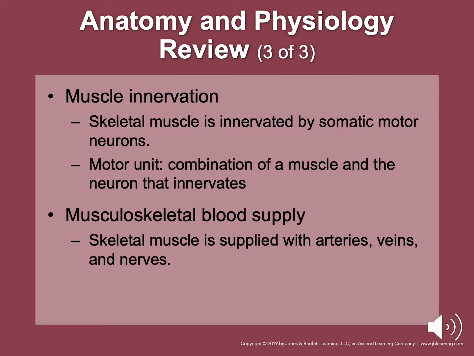Muscle innervation. Skeletal muscle is innervated by somatic motor neurons; the combination of the muscle and the neuron that innervates it constitutes a motor unit. So recruitment is to generate a more forceful contraction. So more neurons need to signal more muscle cells to contract. The musculoskeletal blood supply: skeletal muscle is supplied with arteries, veins, and nerves. The blood supply in each upper extremity originates from the subclavian artery.